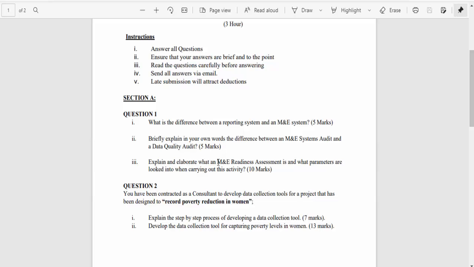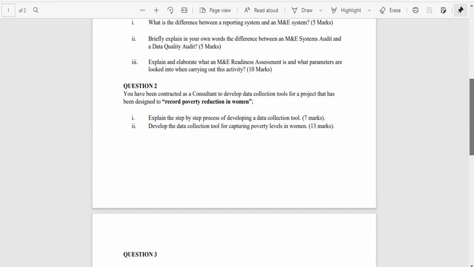Explain and elaborate what an M&E readiness assessment is and what parameters are looked into when carrying out this activity. This is also another interesting question. I've talked about the M&E readiness assessment. It is actually done before you do the M&E systems build up. So I'm not going to explain this, but I'm just helping you see some of the questions.